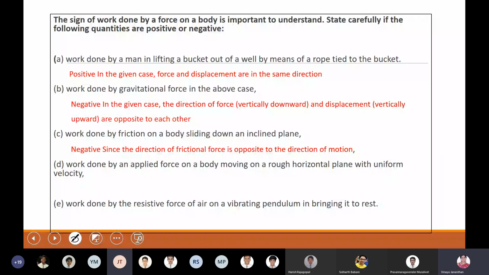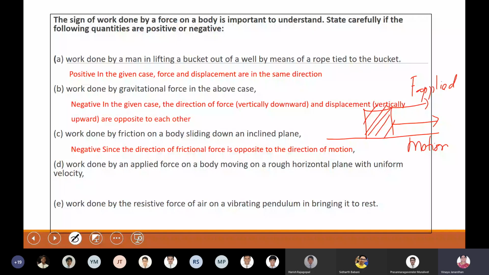Then work done by an applied force on a body moving on a rough horizontal plane. Here the body is moving on a rough horizontal plane with uniform velocity. So the body is moving horizontally, and the applied force is in the same direction. What will be the work done, boys? The applied force, positive. So work done will be positive, because the applied force acts in the direction of the motion of the body.